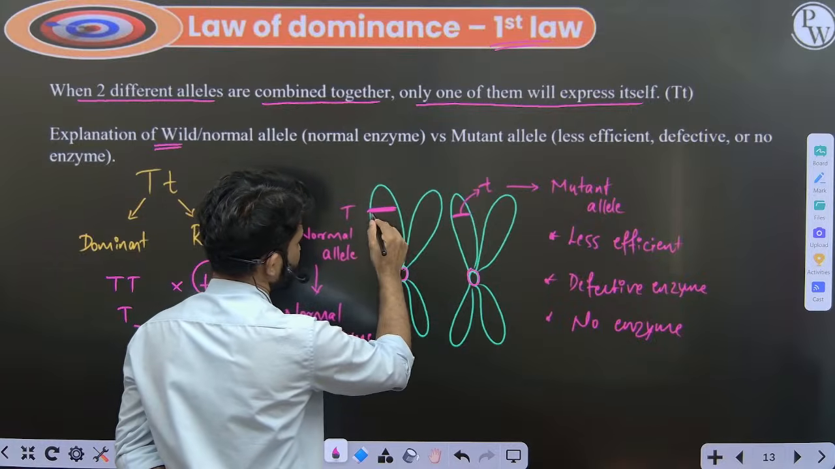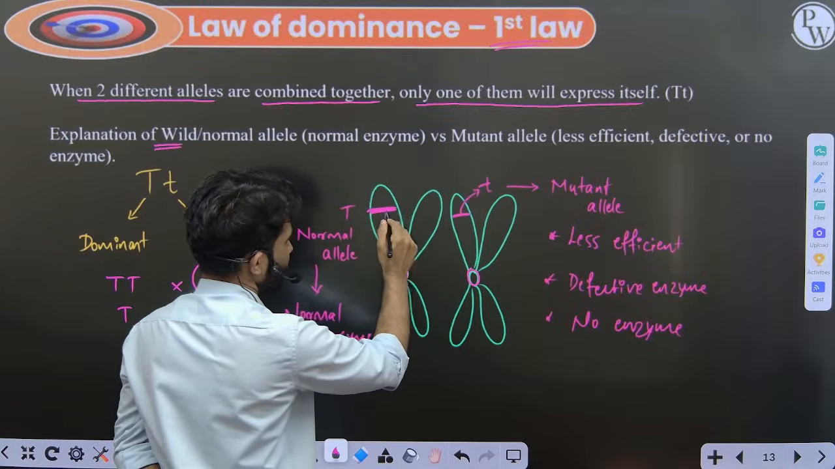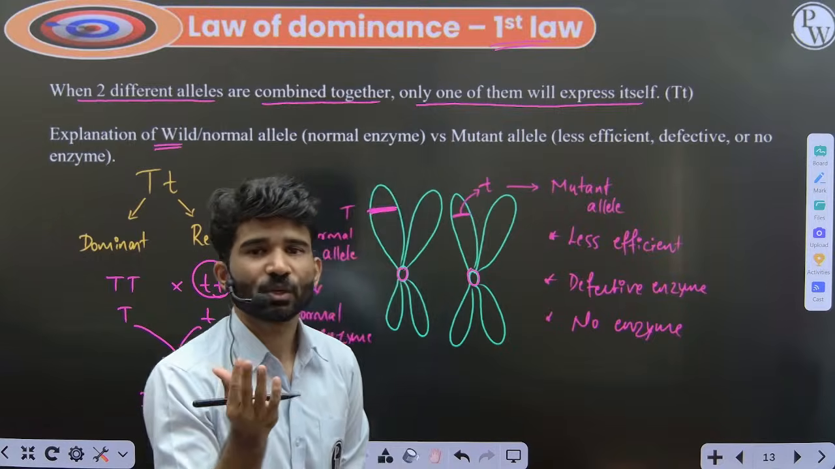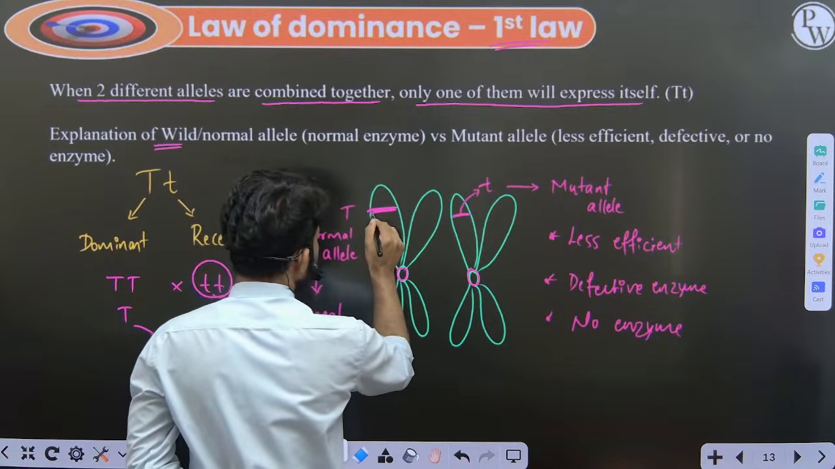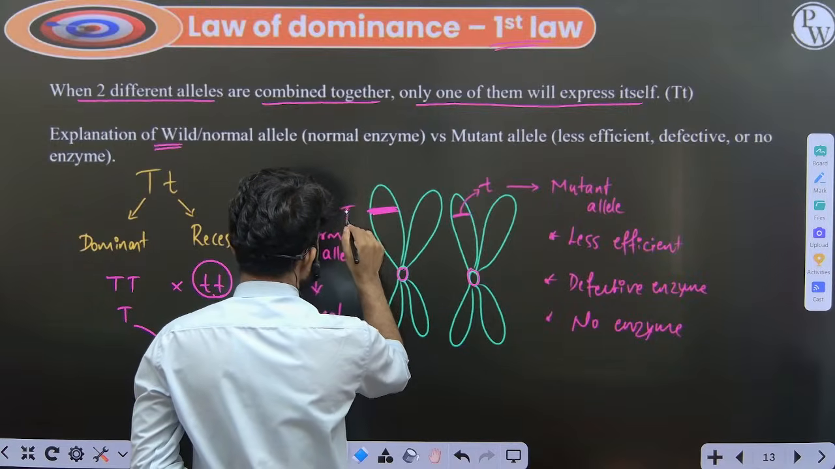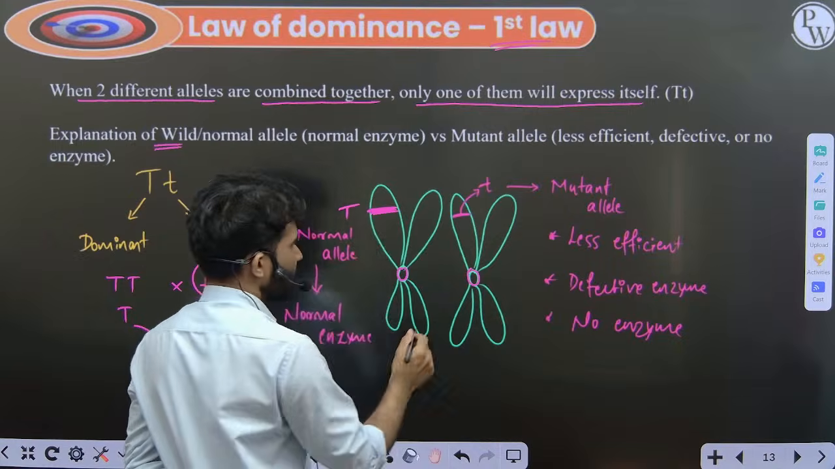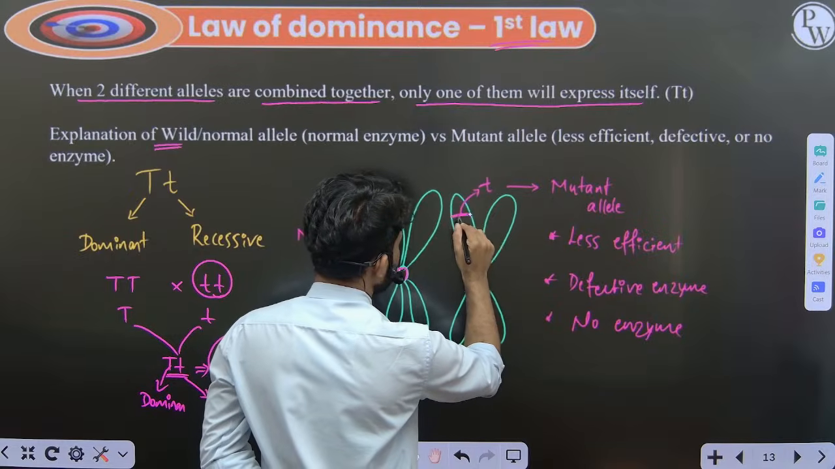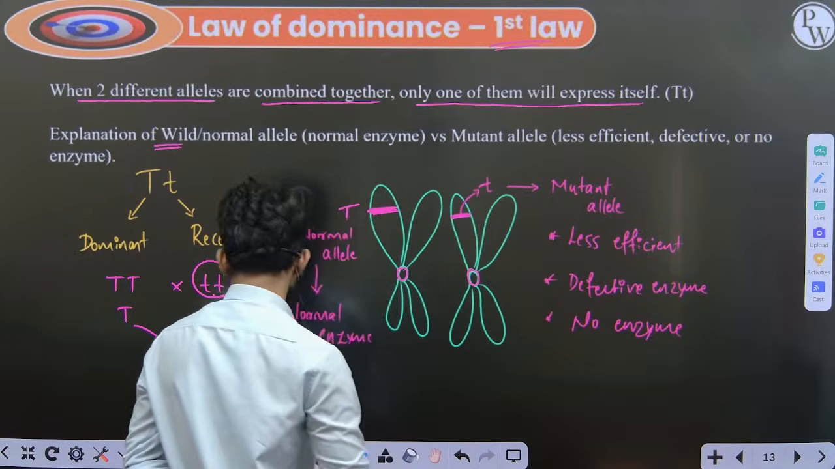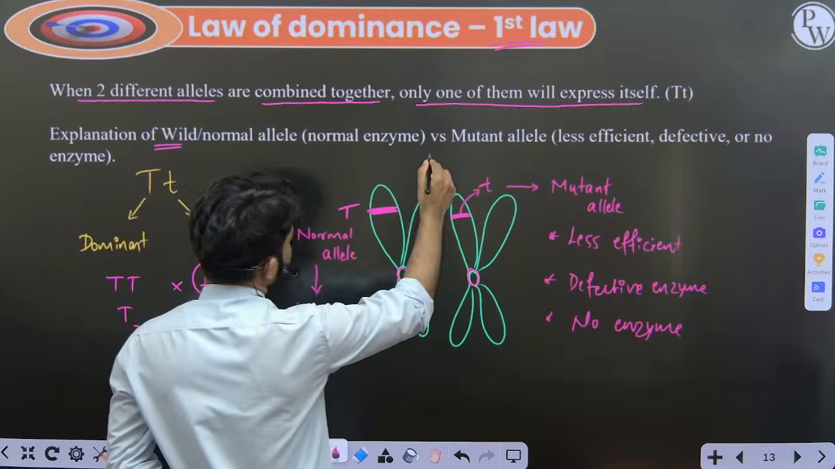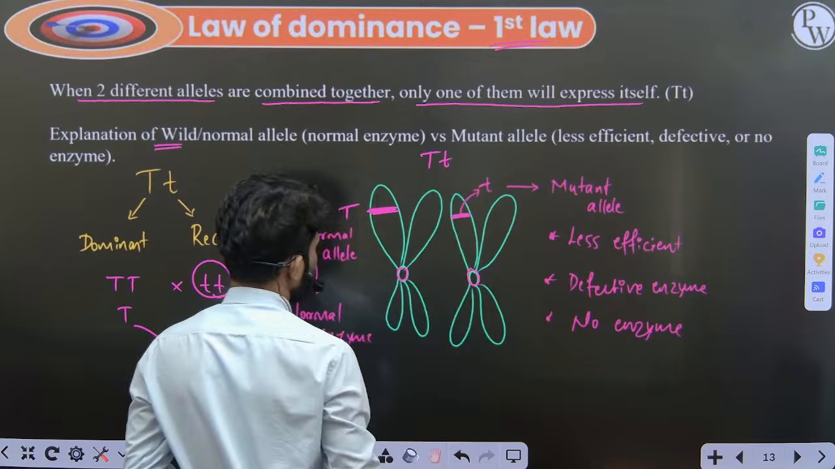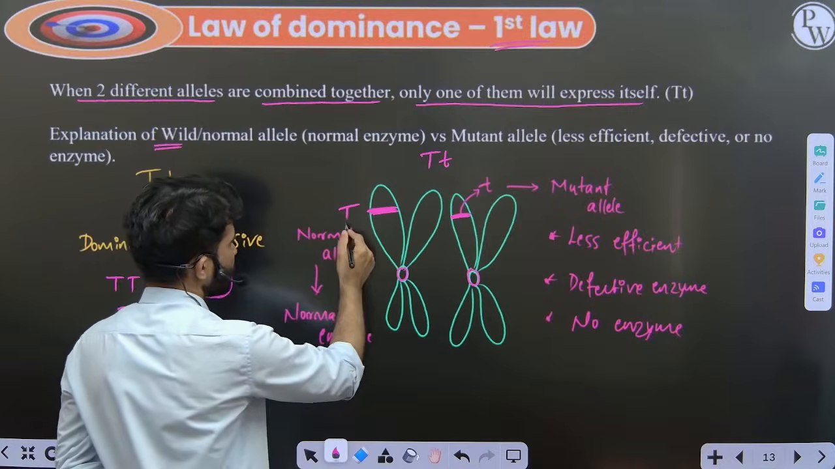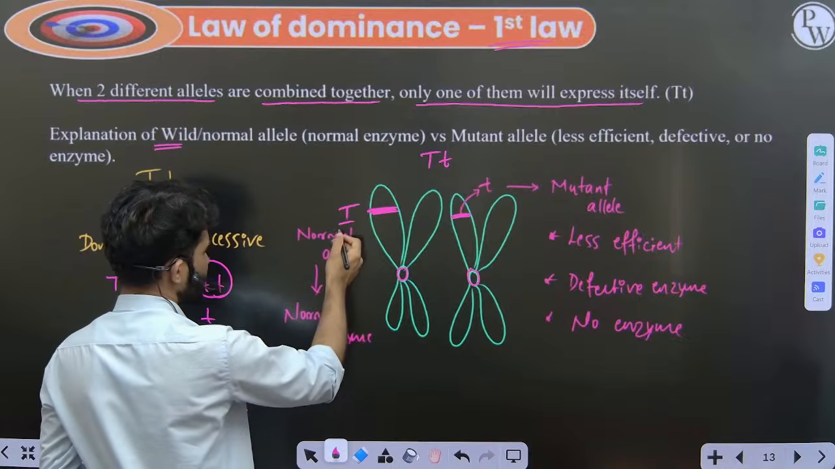Alleles for hiding. So what is a locus? The position of the gene on the chromosome is called the locus. In this particular location, the allele capital T is located. So again, in another pair of chromosomes, there is an allele on the normal allele.